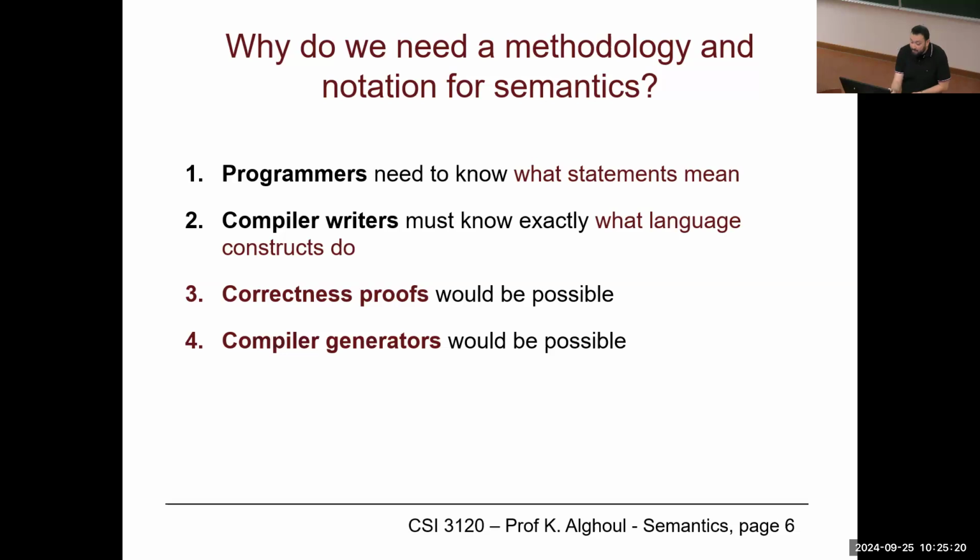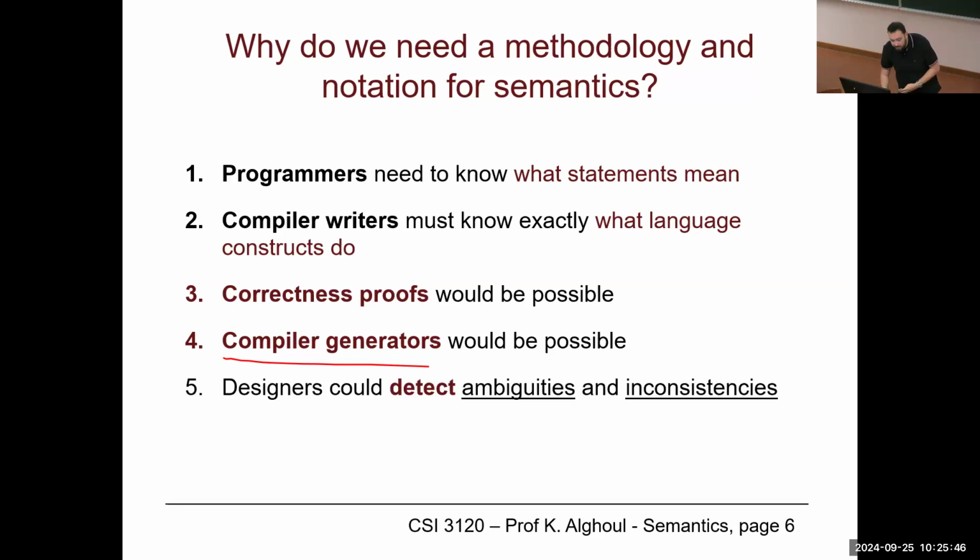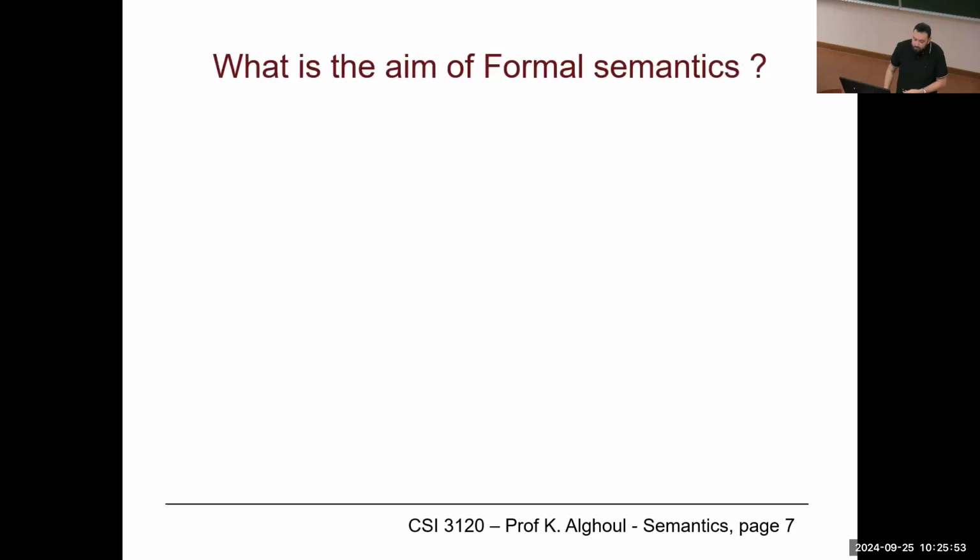And compiler generators are another one. What if we can write a program that will generate a compiler for me, so I don't have to write the compiler from scratch? I need specific rules, because a machine needs to follow specific rules, right? It's not like you thinking about the reasoning and writing it yourself. So if we have a formal way, a methodology, we're also able to create something called compiler generators. And then also, of course, ambiguity is something very important for us. If we have these rules, we're able to find it.